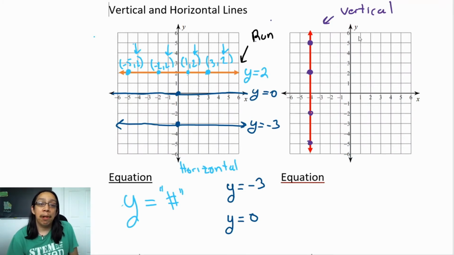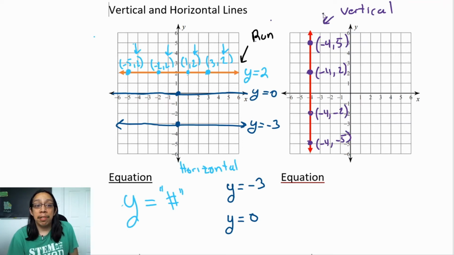Again, let's think about the coordinates of every single point on here. The coordinates for this one would be -4, 5. This one would be -4, 2. This one would be -4, -2. And then this one would be -4, -5. Is there something peculiar about all of these points?